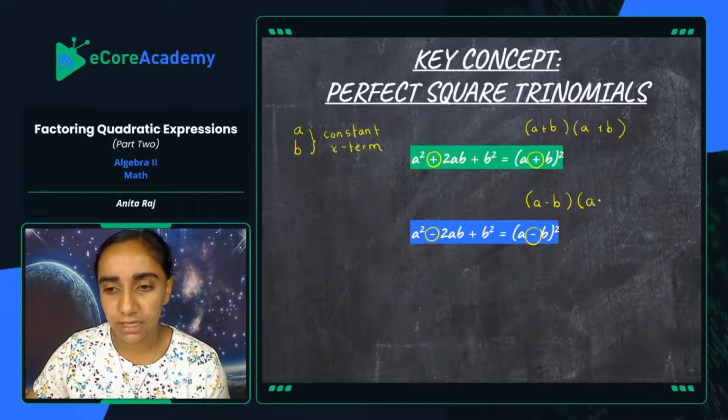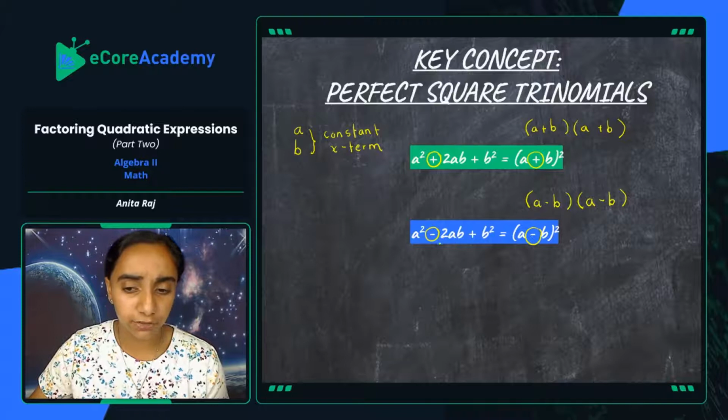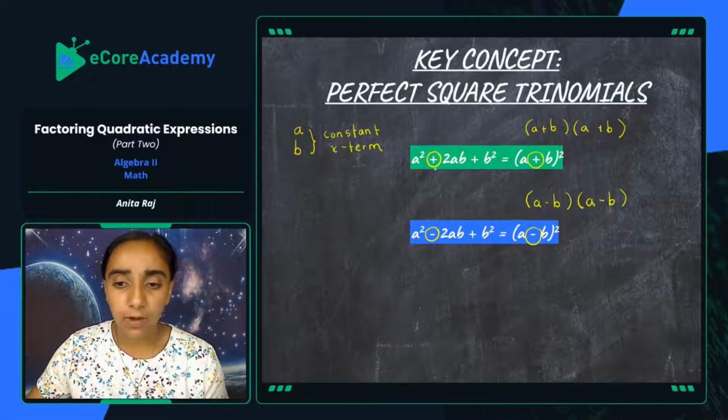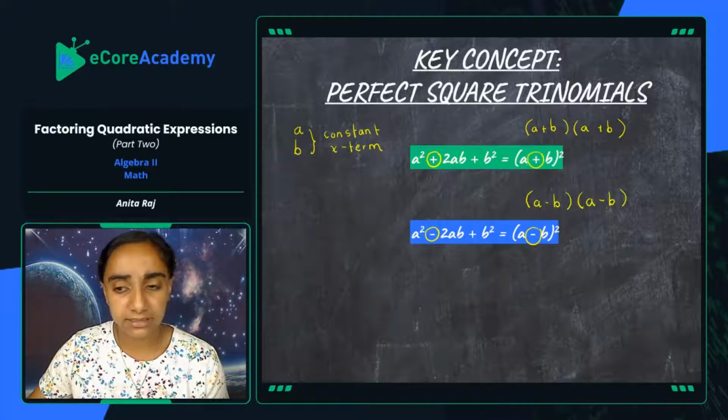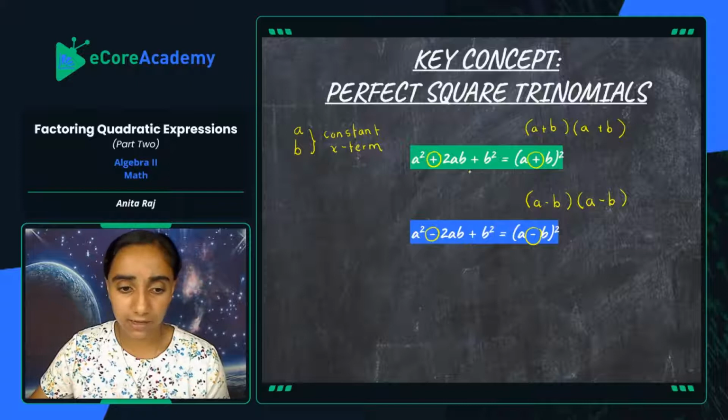So if you were to see a perfect square trinomial, and there was a negative sign in front of your 2ab term, you know that your factoring is going to be a minus b times a minus b. However, if you see a positive sign, you're going to know that you're factoring this as a plus b times a plus b. So that's just how you're going to do it. I know it might seem confusing now, but when we do the problem, I'll show you exactly how to approach these kinds of problems.